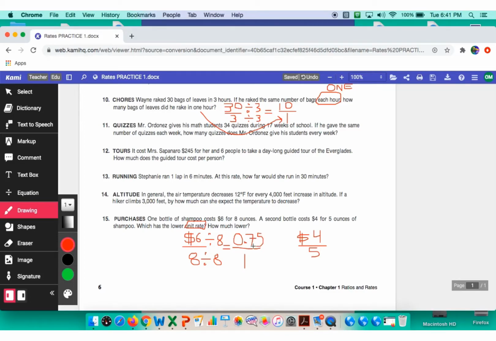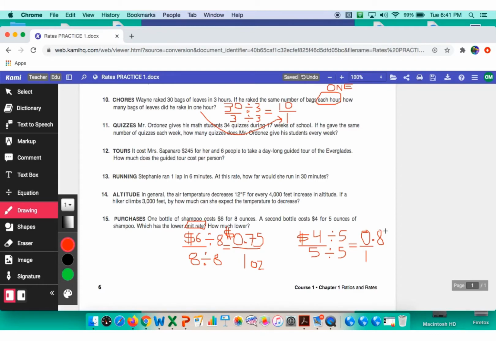And now we're going to do the same thing with the other situation, $4 for 5 ounces. Let's see what that comes out to. So oz means ounces. Okay, so here we're going to divide by 5 because 5 is the denominator. It's the bottom number. That's the number you got to use. Again, use your calculator. You can say 4 divided by 5. So you're going to get 80 cents when you do that over 1. So 80 cents for 1 ounce.